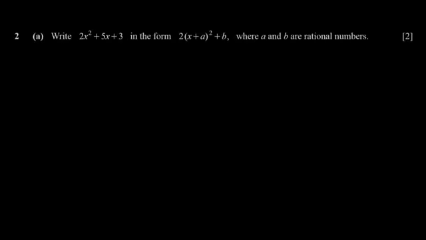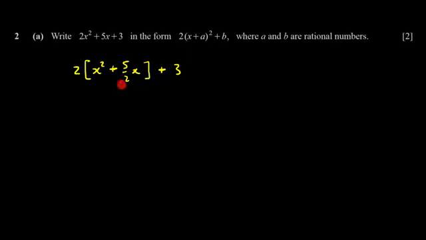Okay, so here we are in question 2. We want to write this quadratic here in this completed square form. So how are we going to do that? Well, firstly, we need to take the coefficient of x squared, and we need to factorize out that coefficient. So I'm going to write here 2 bracket x squared plus 5 upon 2 x plus 3. Okay, we don't need to factorize out the last term there, so we can just leave that outside the bracket.